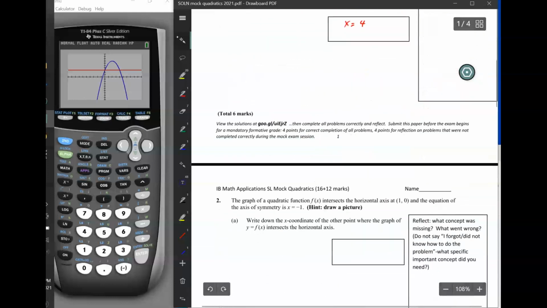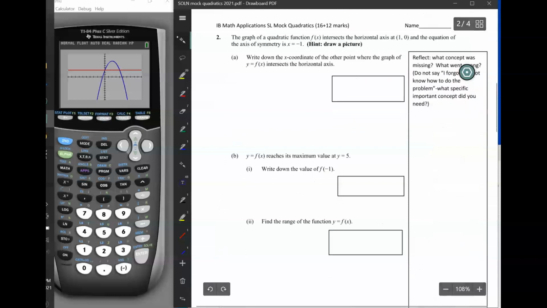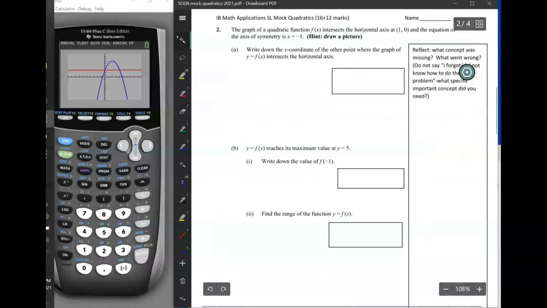All right. Number 2. The graph of a quadratic function f of x intersects the horizontal axis at 1, 0, and the equation of the axis of symmetry is x equals -1. Okay. Now, remember what I said. If they give you a function, immediately graph it in the calculator. Do they give you a function here? No. So this must be a slightly challenging problem that we can't put in the calculator and get the answers to immediately. Hint, draw a picture.